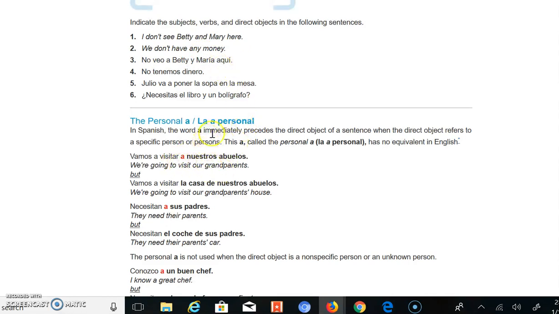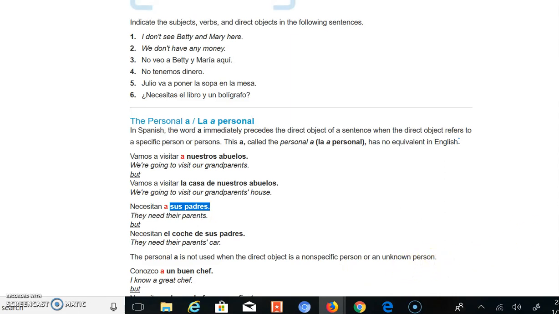Vamos a visitar. Here in the personal a, whenever the object of the verb is referring to a person, like our grandparents, you would put a personal a before the object of the verb. A nuestros abuelos. They need their parents. Their parents are people, and they're the object of the verb also. Necesitan a sus padres. Now, if you were to substitute their parents out with a direct object pronoun, it would be los, and you could say los necesitan, or necesitan a sus padres. When you have that personal a, it means that a person is going to follow it, a person or people in the plural.